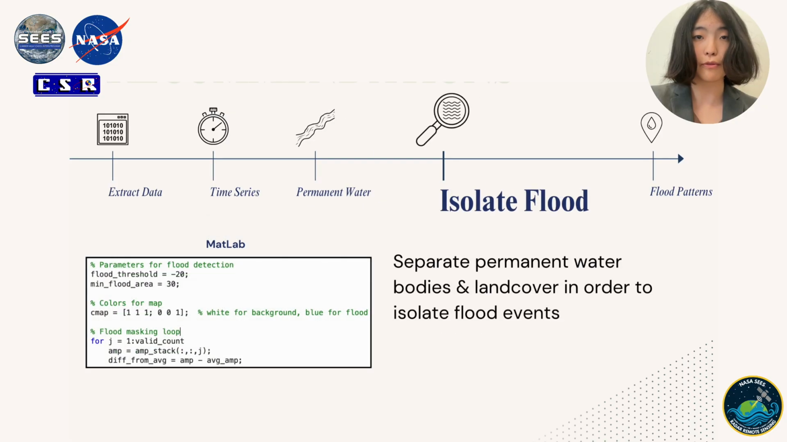To isolate the flood, we first set the threshold to detect areas with a drop in backscatter and find connected regions larger than 30 pixels, which we then consider floods. For visualization, we use a white and blue color map, white for background and blue for flooded pixels. We then loop through each image, calculating the amplitude difference from the average and using that to isolate the flood.